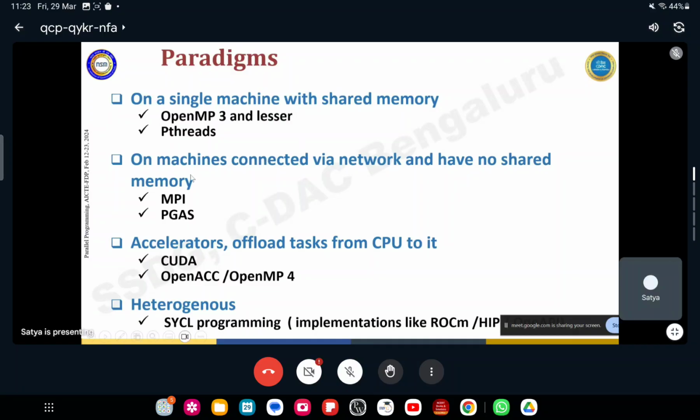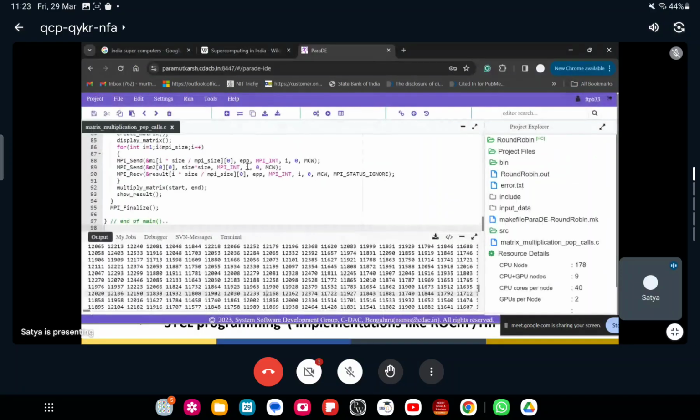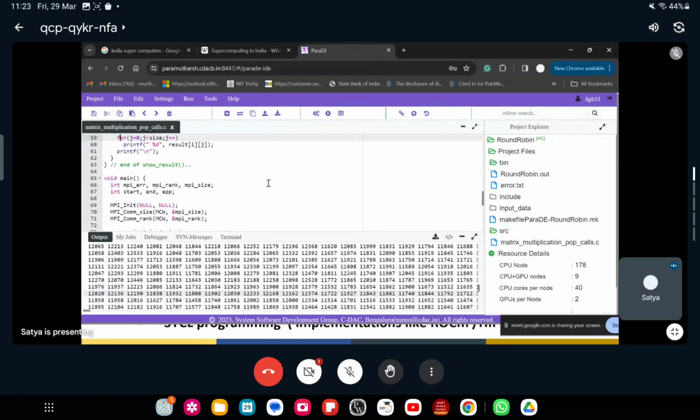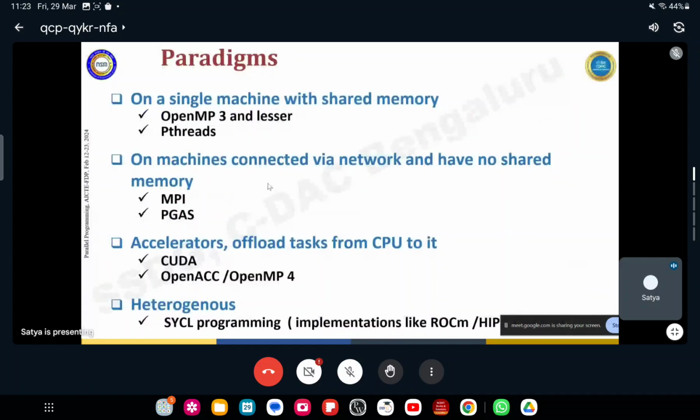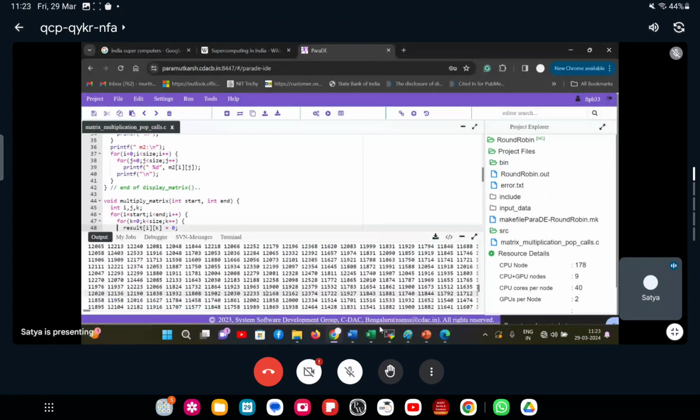So just move on to this particular program. This program is called the MPI program. I would like to analyze this program here for your understanding. Why MPI? When you are dealing with multiple machines, on machines connected by a network and have no shared memory. Obviously, the machines are all connected.